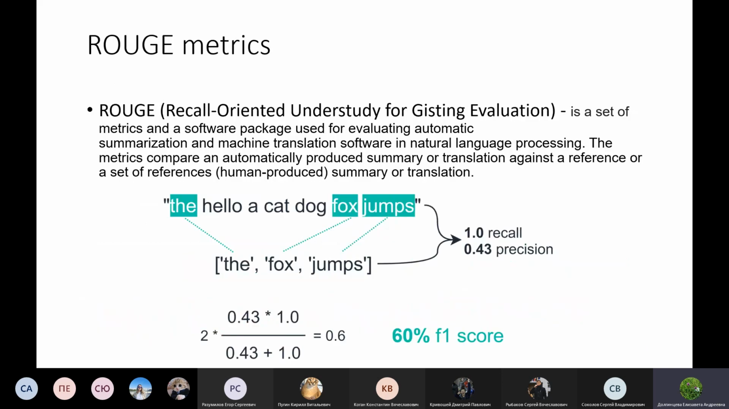So to calculate which of the algorithms works better, I use the ROUGE metric. It is recall-oriented understudy for gisting evaluation. More precisely, I use ROUGE-1. It refers to the overlap of unigrams, each word, between the system and reference summaries.